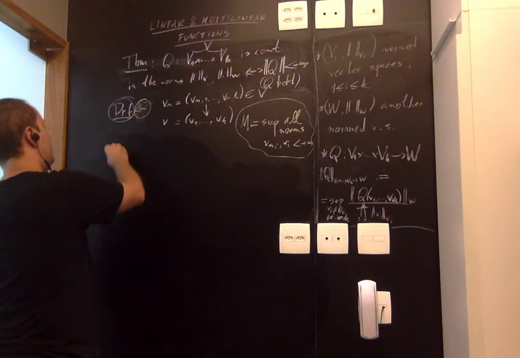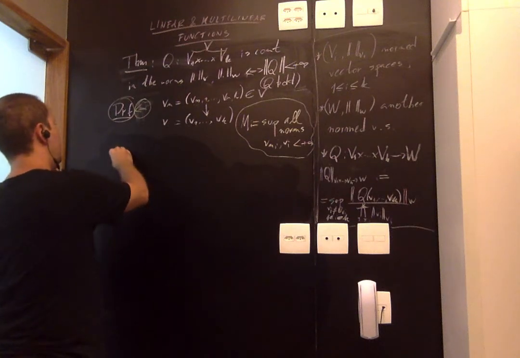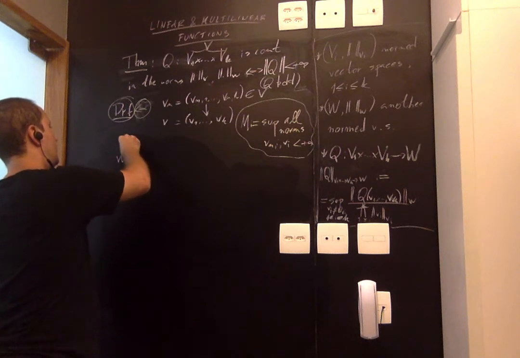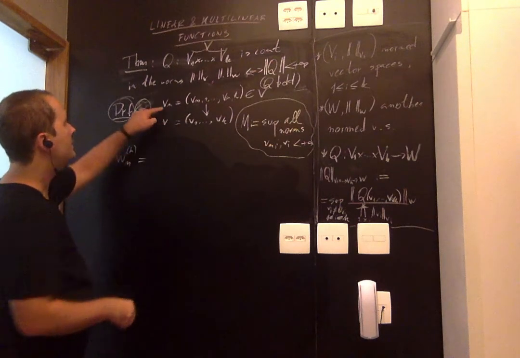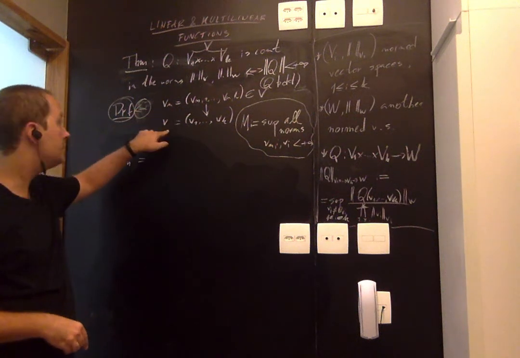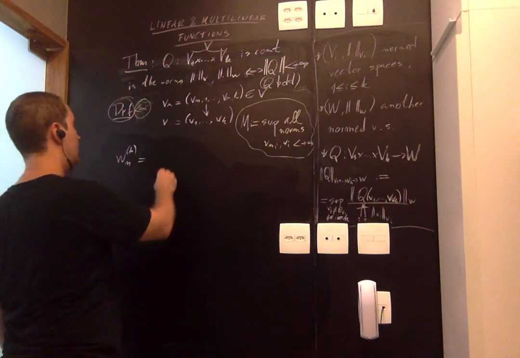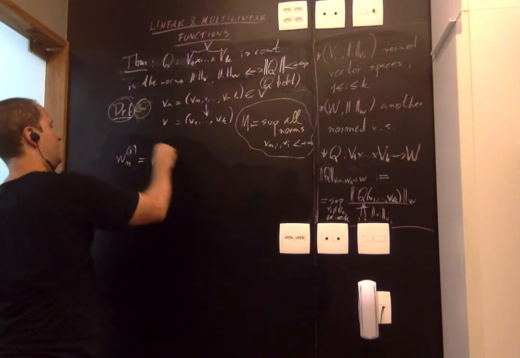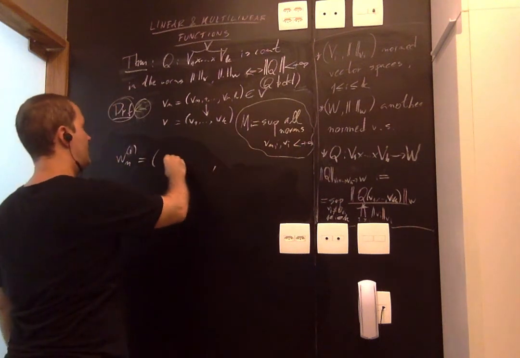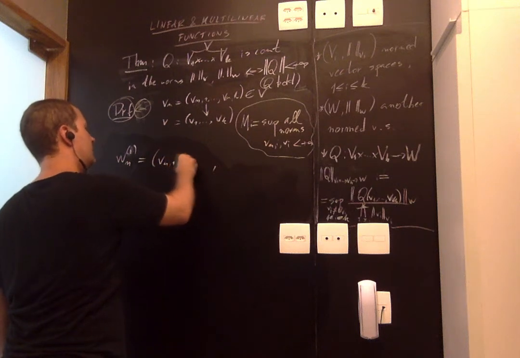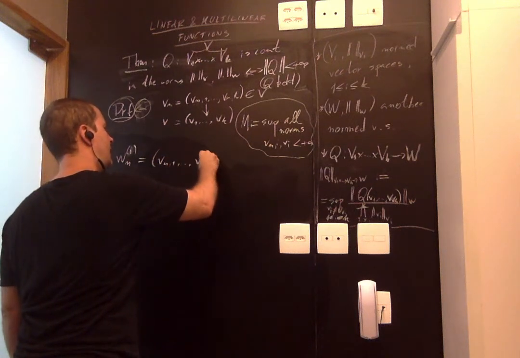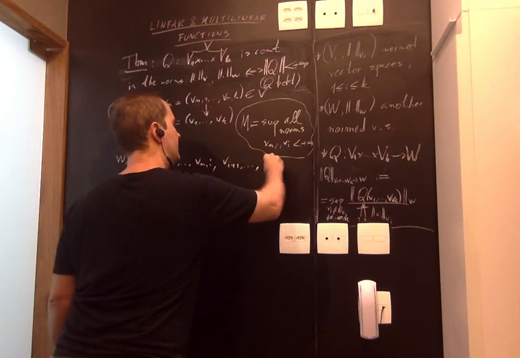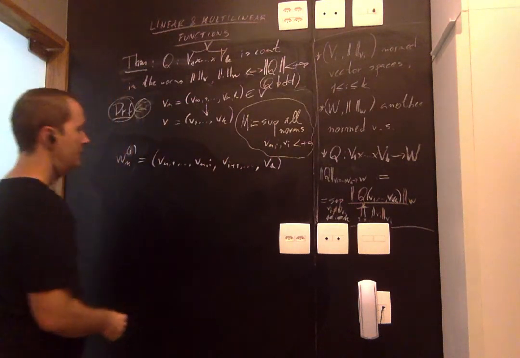Okay, let me define these guys, W and K. These guys are supposed to be kind of intermediate links between Vn and V, right? So what do I mean by that? I mean this: Vn1 up to Vni, and then Vi plus 1 up to V sub k.